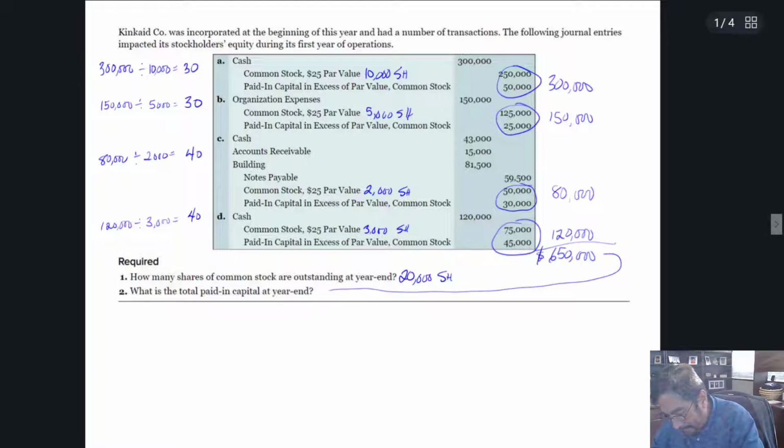$650,000 total paid in capital. Okay, that's the first problem.